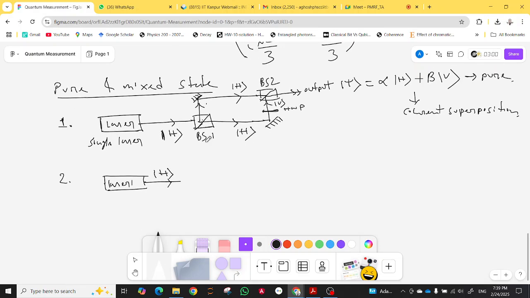If this is a 50-50 beam splitter, then you will have alpha equals beta equals 1 by root 2. In this case you will have a still pure state, and you can write the pure state as 1 by root 2 (H plus V), and this is nothing but the 45-degree polarized photons.